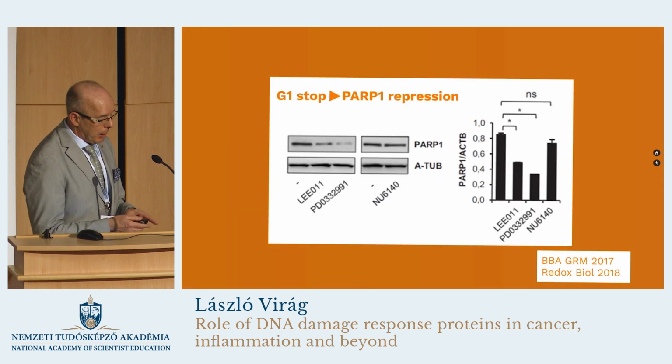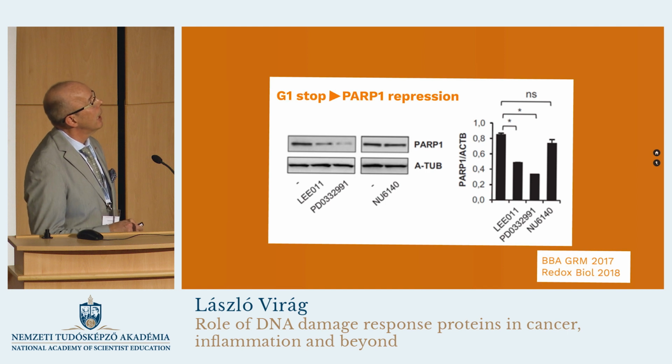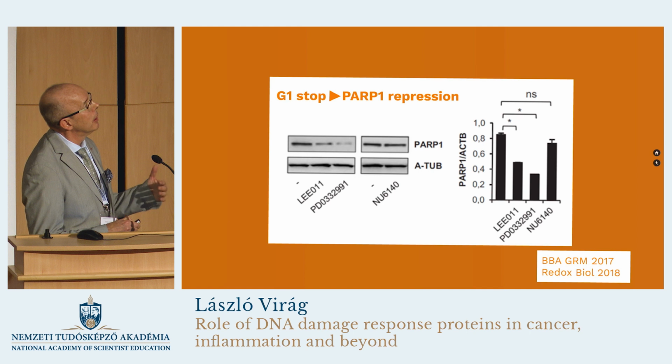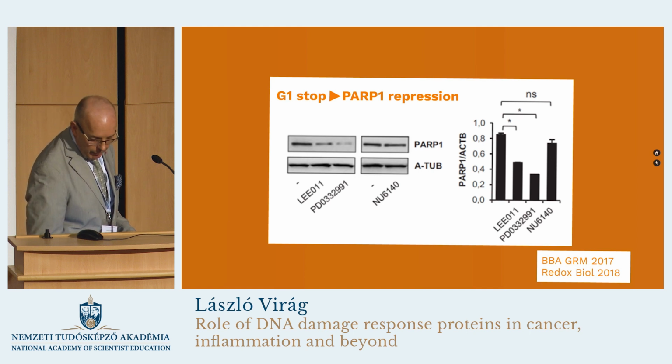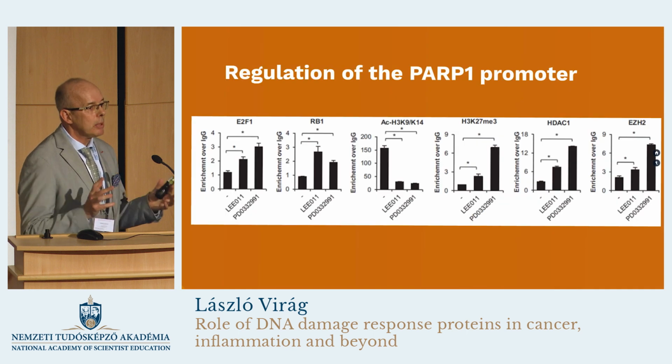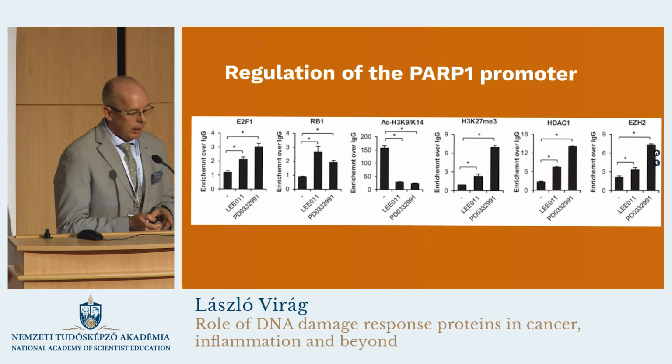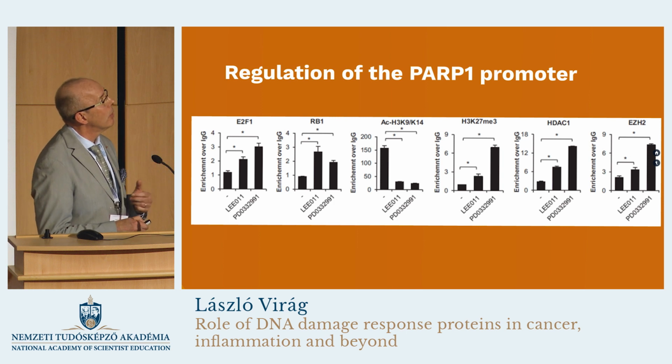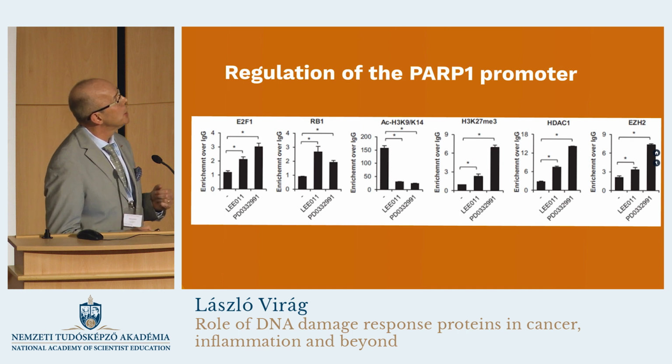Why is that? It's because in this G1 arrested cell, the expression level of PARP1 is much lower, so it's expressed at a lower level, and this might be the cause why they were more sensitive. So we wondered what happens on the promoter region of this gene. Why is it downregulated? So we looked at several components and epigenetic marks to see what's going on in this promoter.